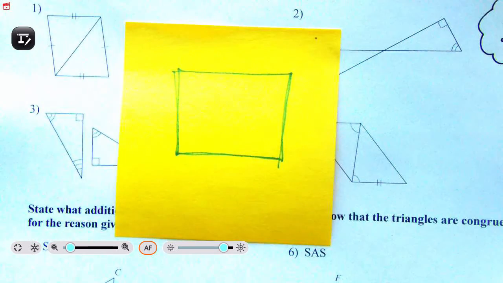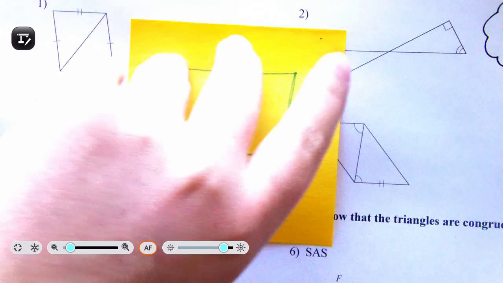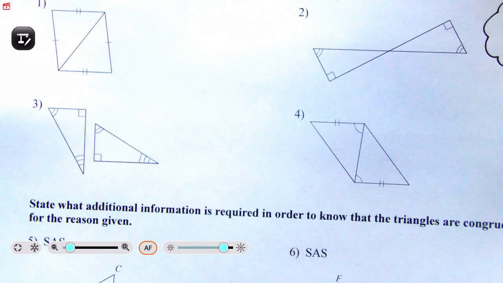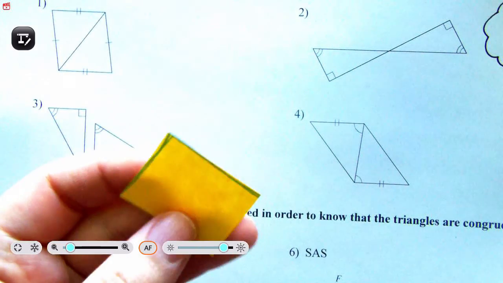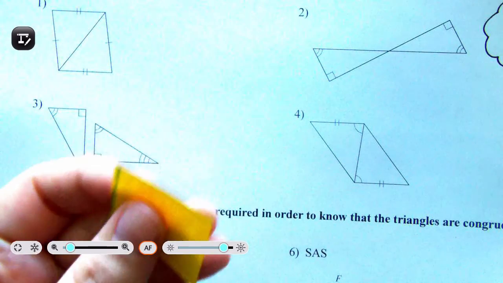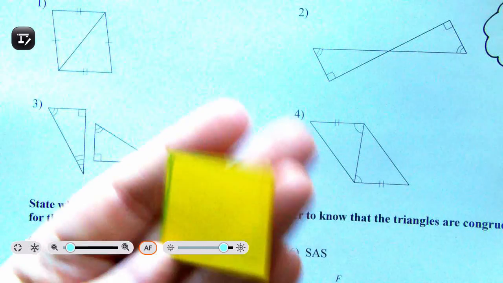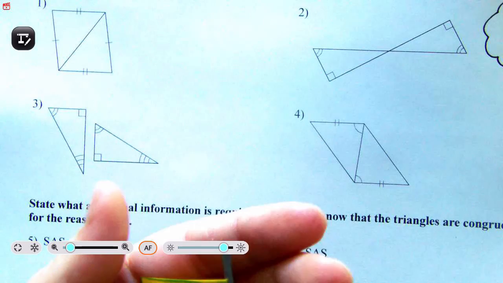Out of this square, I want to create two triangles. So how would you do that? So I'm going to cut it out real quick. I understand that I should have just kept the Post-it note as my square, but hey, live and learn. Okay, here's my square. And I want to cut this so I can have two triangles. So I'm going to cut it like this.